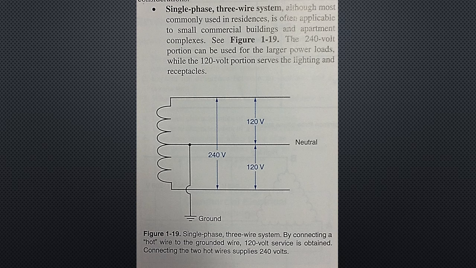First, the single-phase 3-wire system. Although the most commonly used in residences, it is often applicable to small commercial buildings and apartment complexes. See Figure 1-19. The 240 volt portion can be used for the larger power loads, while the 120 volt portion serves the lighting and receptacles.